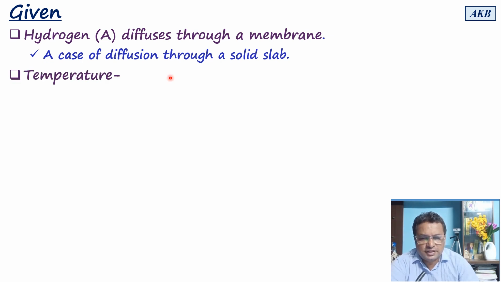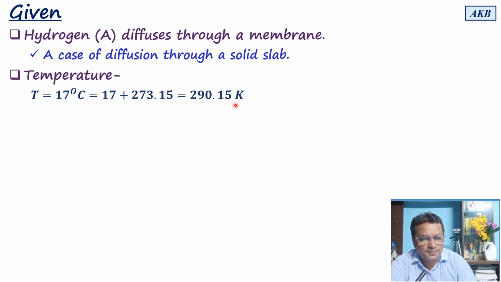Then what else is given? Temperature is given to us. Temperature is 17 degrees Celsius, and we are going to convert that to Kelvin. So it will be 17 plus 273.15, that is equal to 290.15 Kelvin.